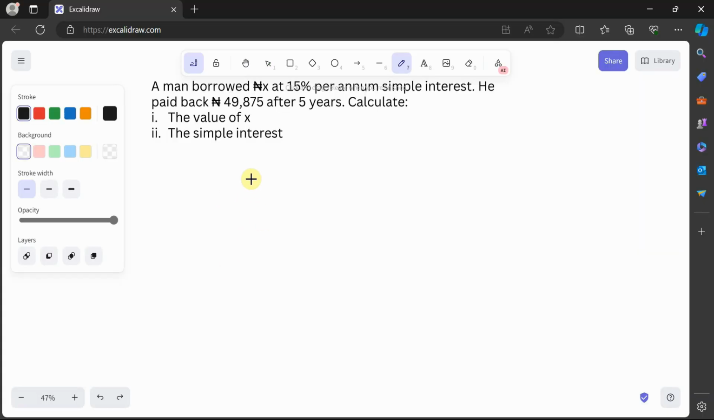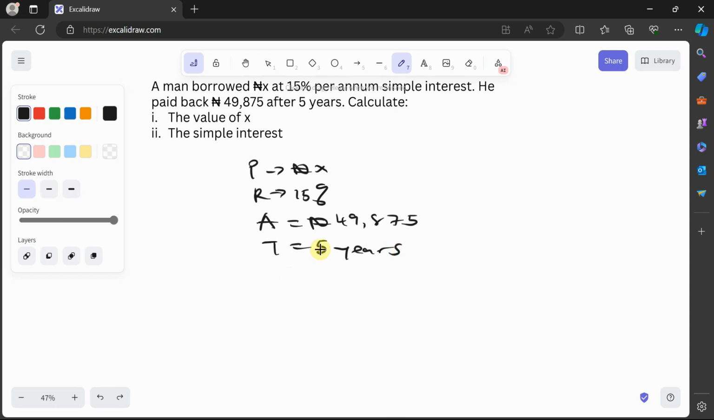So we know for sure that the principal the person borrowed was X naira, and then the rate was 15%, and then the amount that he paid back, which is the A, the total amount, is 49,875, and then the T is 5 years. So what can we do with this information? We want to find X and we want to find the simple interest.